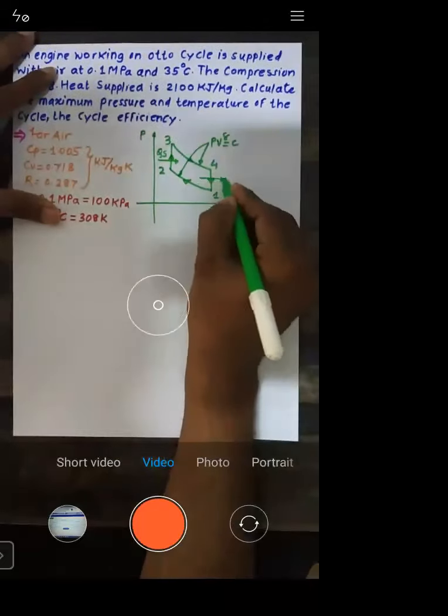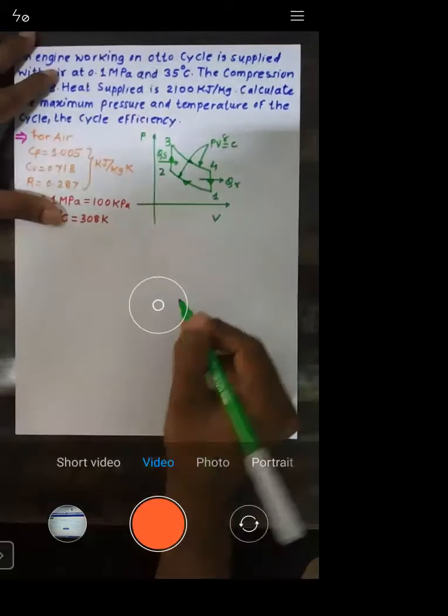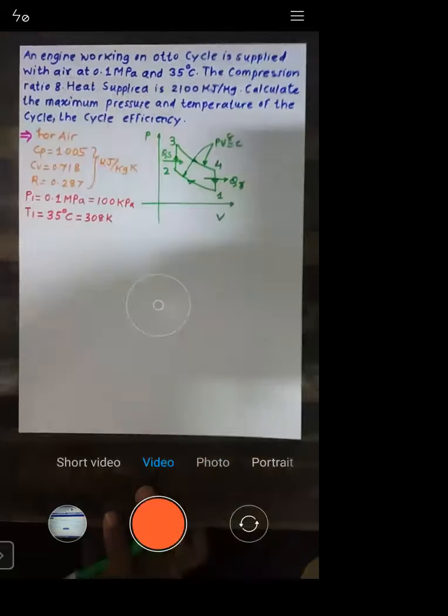During 4 to 1, we are rejecting the heat, right? During 4 to 1, we are rejecting. So at least this much is expected, right?